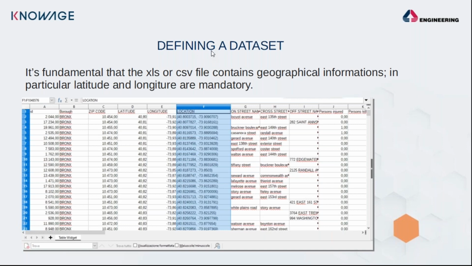When defining a dataset, it's fundamental, as I said until the end, that the XLS or CSV file contains geographical information. In the example, I show you that the location attribute contains exactly the latitude and the longitude that we are going to use to create our New York City dashboard.